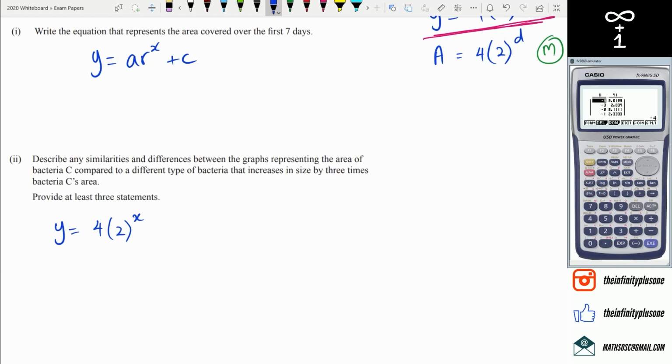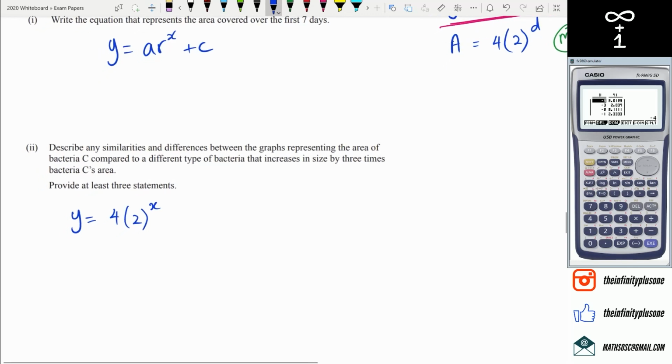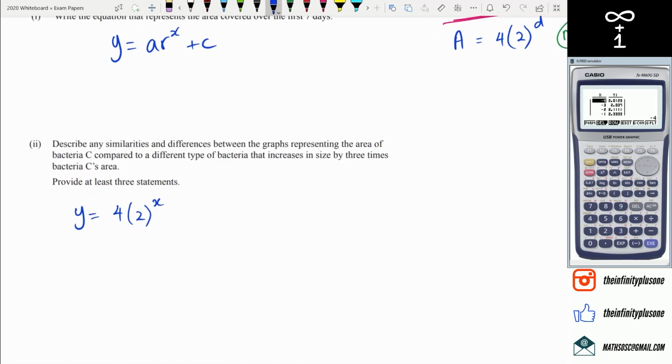So in other words, the second equation is just going to look like this, because if it's 3 times, it's just going to be 3 times 4, 2x. And it's actually saying that provide at least 3 statements, okay? So what we can actually do is go into our graph mode and have a look at what's happening to these 2 graphs. So our first graph is already there. Then we're going to get our second graph, which is 12 multiplied by 2 to the power of x. And we could draw both of them.